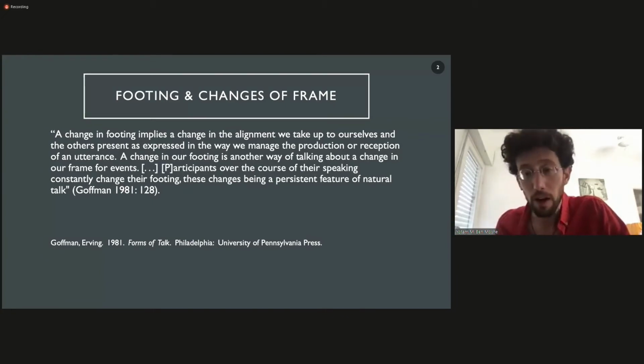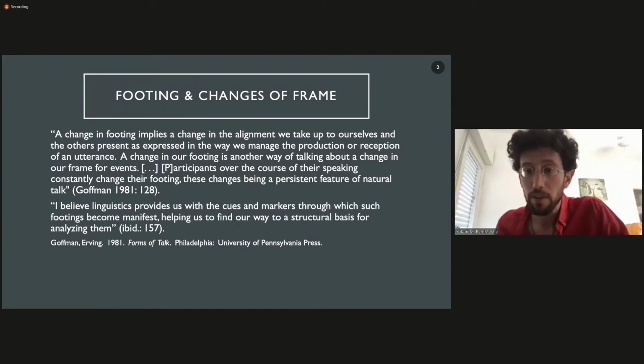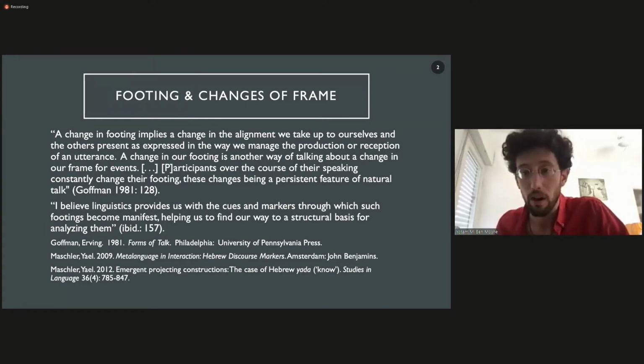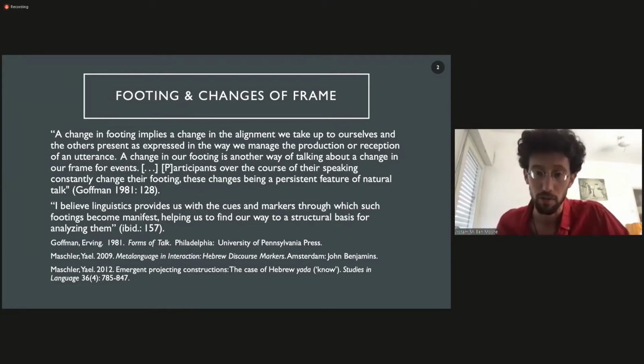And Goffman called upon linguists to provide us with the cues and markers through which such footings become manifest, helping us to find our way to a structural basis for analyzing them. Now, Yael has attempted to answer this call by showing that participants employ discourse markers at conversational action boundaries in order to construct the frame shifts taking place throughout their interaction, often by projecting the nature of these shifts. She showed systematicity in employment of discourse markers in terms of distribution, function, and structure.